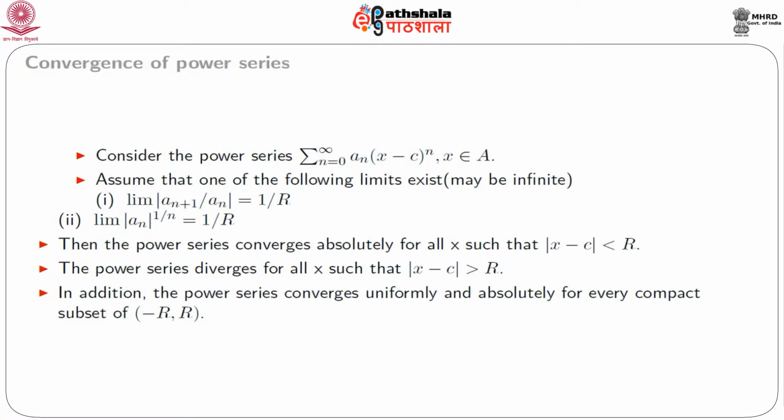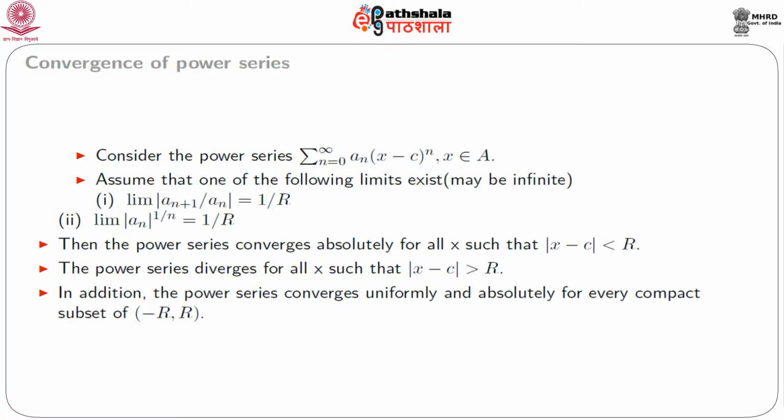In general, consider the power series, summation over n from 0 to infinity of a_n times (x minus c) to the power n, for x belonging to some set A. Assume that one of the following limits exists. Note that here the limits may be infinite. Number 1, the limit of the absolute value of a_(n+1) divided by a_n is 1 by r, or the limit of the absolute value of a_n to the power 1 by n is 1 by r. Then the power series converges absolutely for all x such that the absolute value of x minus c is less than r. The power series diverges for all x satisfying the absolute value of x minus c greater than r.